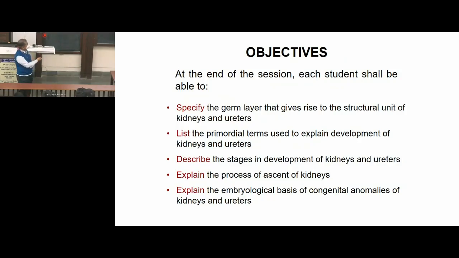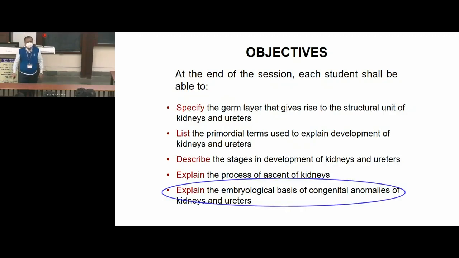List the primordial terms used to explain development of kidneys and ureters. Describe the stages in development of kidneys and ureters. Explain the process of ascent of kidneys. And if there is time, explain the embryological basis of congenital anomalies of kidneys and ureters. If not today, then it will be discussed on 30th of January. Got it?